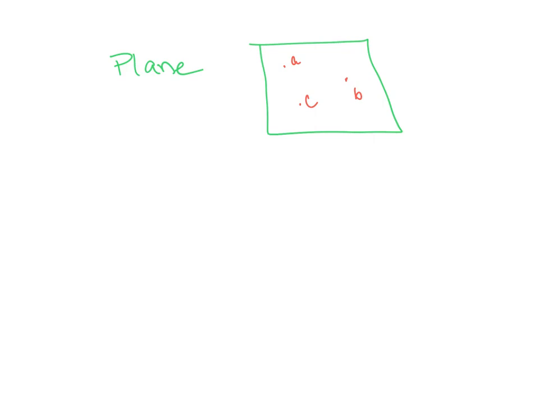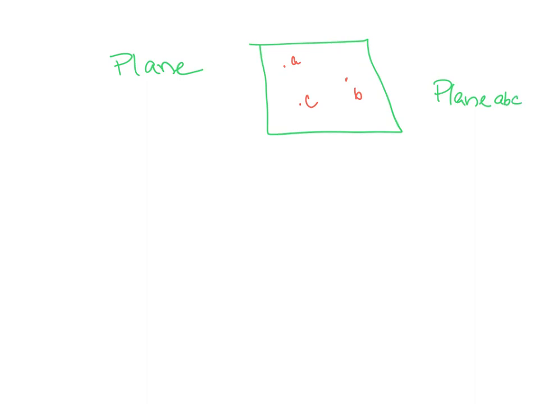non-collinear, what does collinear mean? In a straight line. Co-worker, somebody you work with. Collinear, somebody on the same line as you, okay? So if it's non-collinear, you can name it with 3 letters. So this can be plane ABC.